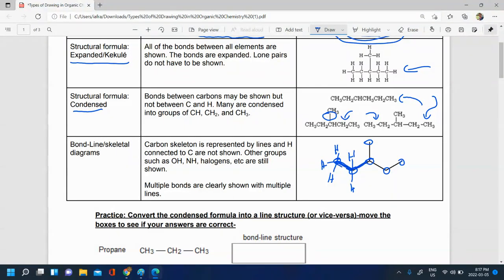So you can also represent these as bond line or skeletal diagrams. Any other atom that's not an H or a C will be shown in these. So for example, if you have an O, an N, an F, a Cl, an I, you do need to show them. That includes groups like hydroxide, or your NH group, your amine group, and other halogens. They do have to be represented in there. You can't say they're implied.